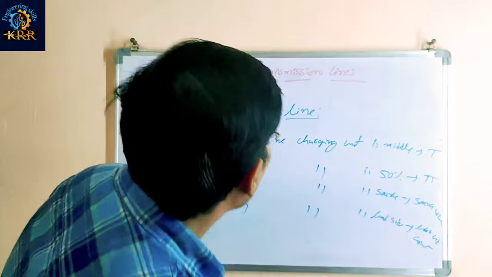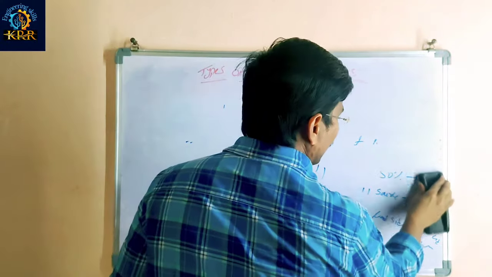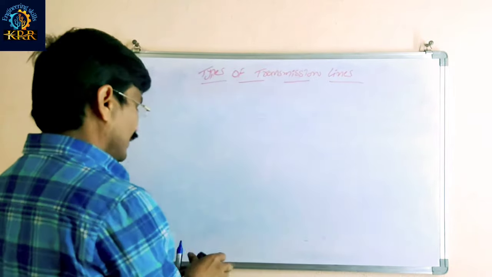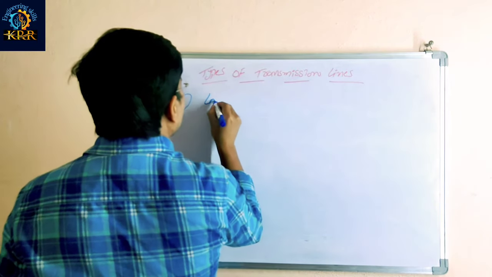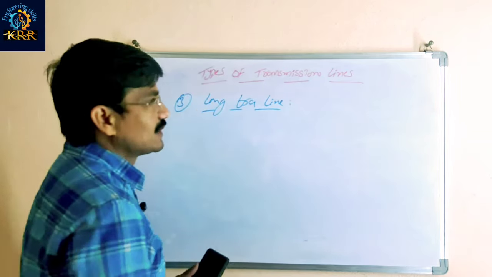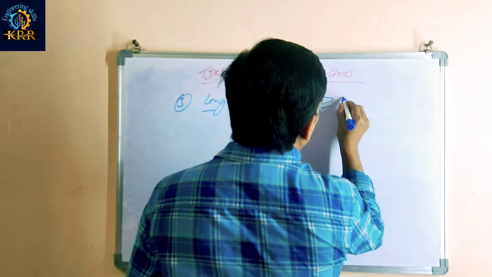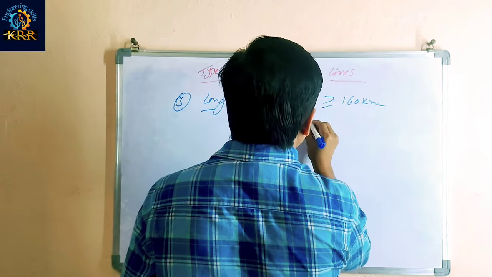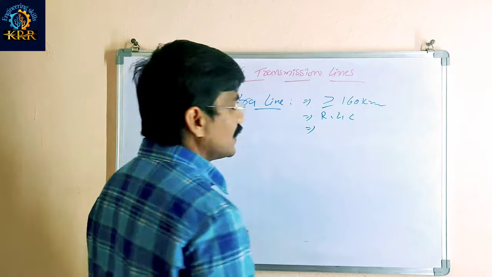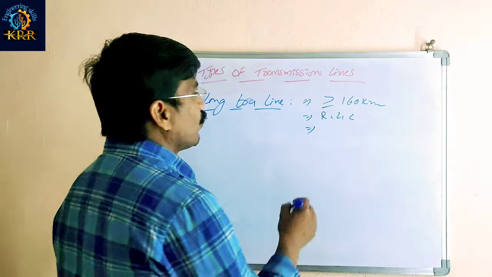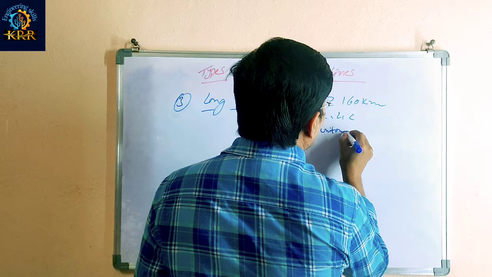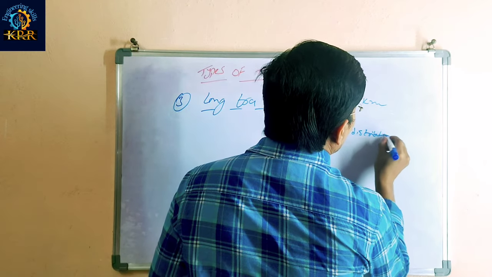Next, if you go for the third one, it is called the long transmission line. In this long transmission line, length is greater than or equal to 160 kilometers. Here also resistance, inductance and capacitance. Here two networks come. One is the uniform distributed manner.